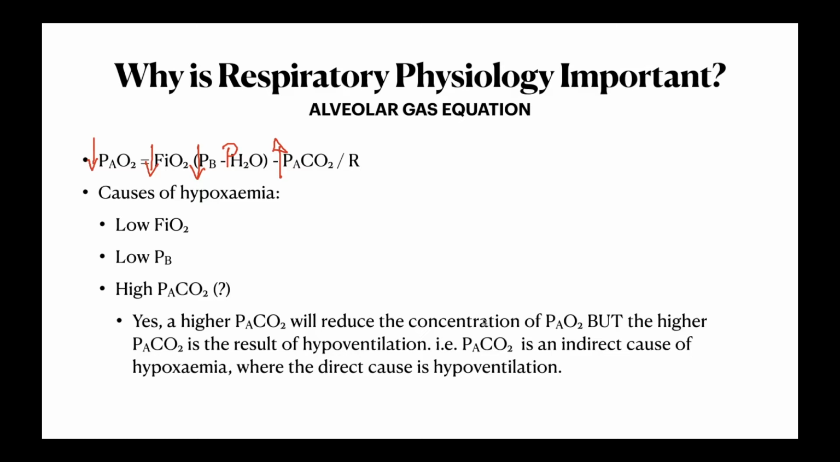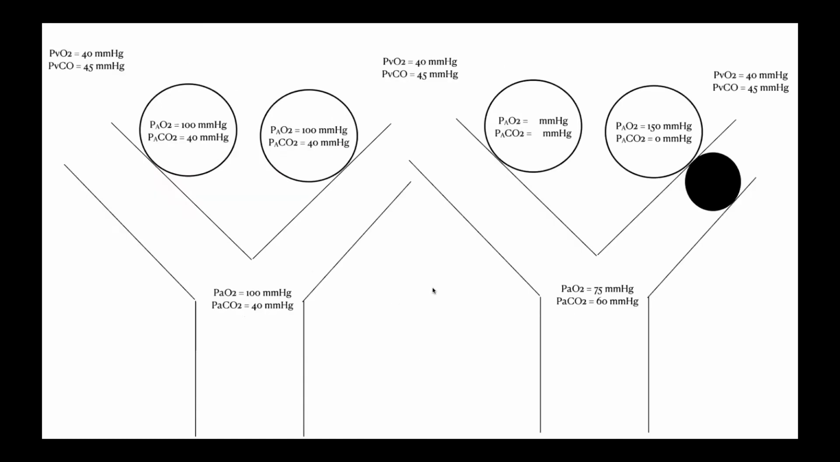Let me explain this through this diagram here. I will touch this up for next week's tutorial, but I've just drawn this overnight to illustrate this concept. So you've got a normal alveolus here, and you've got your mixed venous blood. Your mixed venous blood has a partial pressure of oxygen of 40 and a partial pressure of CO2, sorry, there should be a 2 here, of 45. And that's the same on this side here, so 40 and 45. The mixed venous blood comes through here.